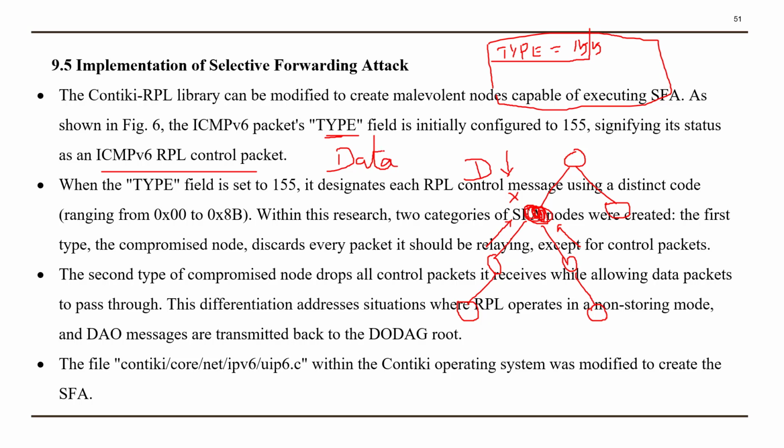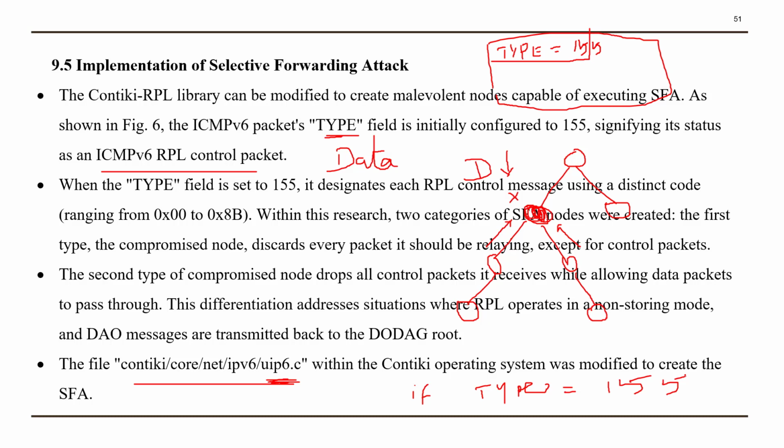Now we implement this. We can implement it inside this folder. You can see the Contiki core net IPv6 folder. We have UIP6.c, so this is the program already available. This is for a sender node. Now in this program we are checking the condition: if type equal to 155, it is going to be the control packet, so drop that packet.